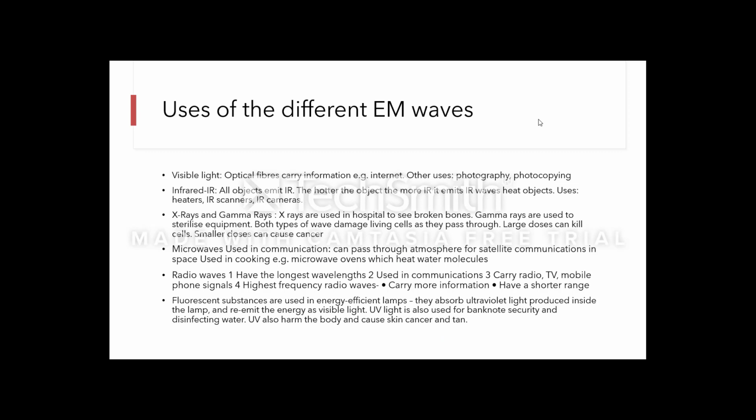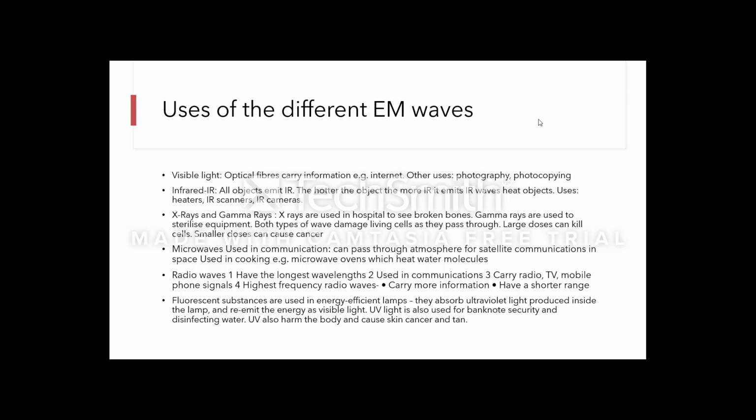Uses of different EM waves. The visible light, optical fibers carry information, e.g. internet, which is really important in computing, which is what I learned in computing. And fiber optics are replacing copper cables nowadays. Other uses are photography and photocopying. Infrared rays, so all objects emit infrared, so it's heat. So the hotter the object, the more infrared it emits. IR waves, heat object. The uses of them are heaters, IR scanners, and IR cameras.